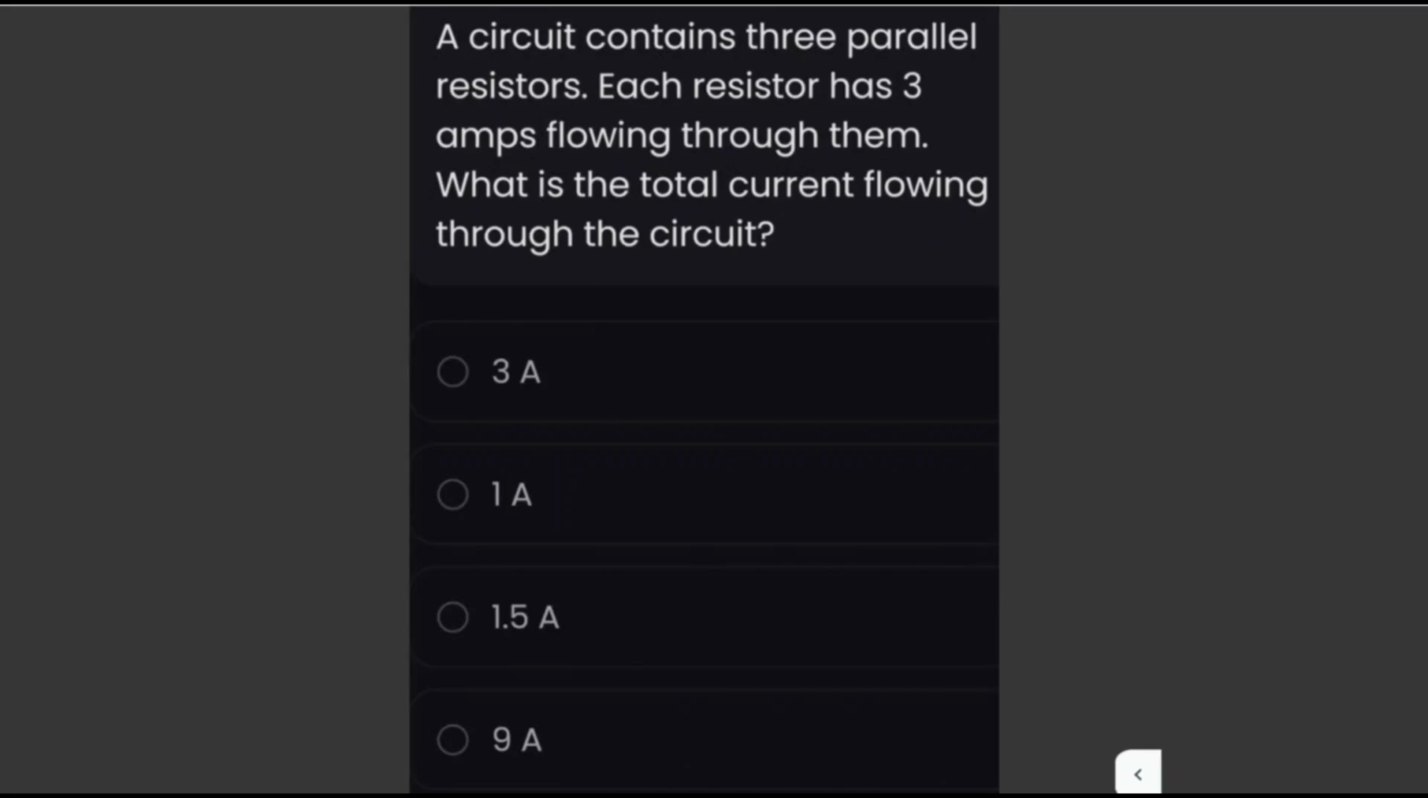A circuit contains 3 parallel resistors. Each resistor has 3 amps flowing through them. What is the total current flowing through the circuit? For resistors in parallel, the total current is equal to the sum of the currents through each resistor. So we just have to add them up: the current in each resistor, 3 plus 3 plus 3, would give us 9 amps, or 9 amperes.